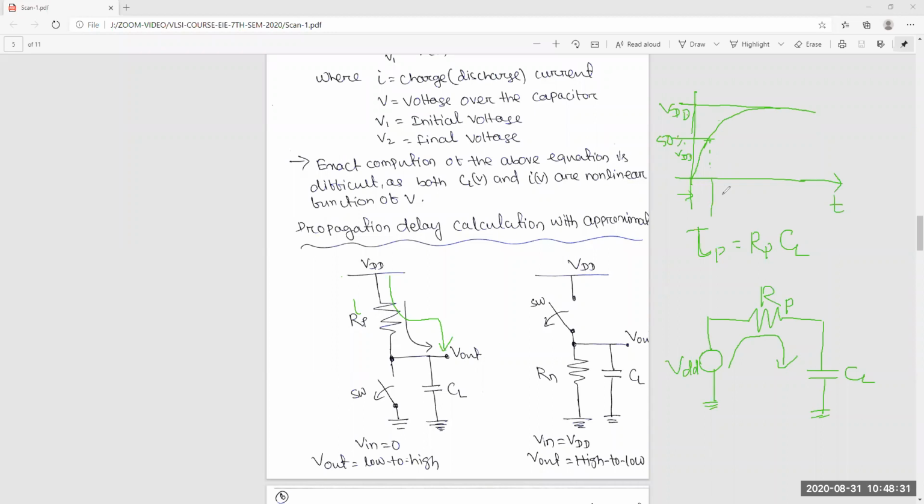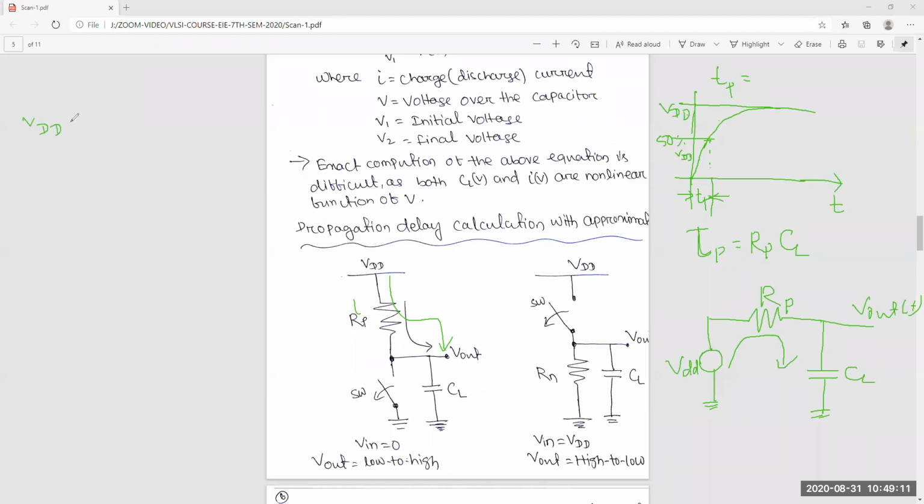So this time, we actually have to calculate TP. So what is the general formula? Anyone can solve this equation for the RC transient? So this is your VDD, this is your V out. This is time dependent. So how will we solve that?